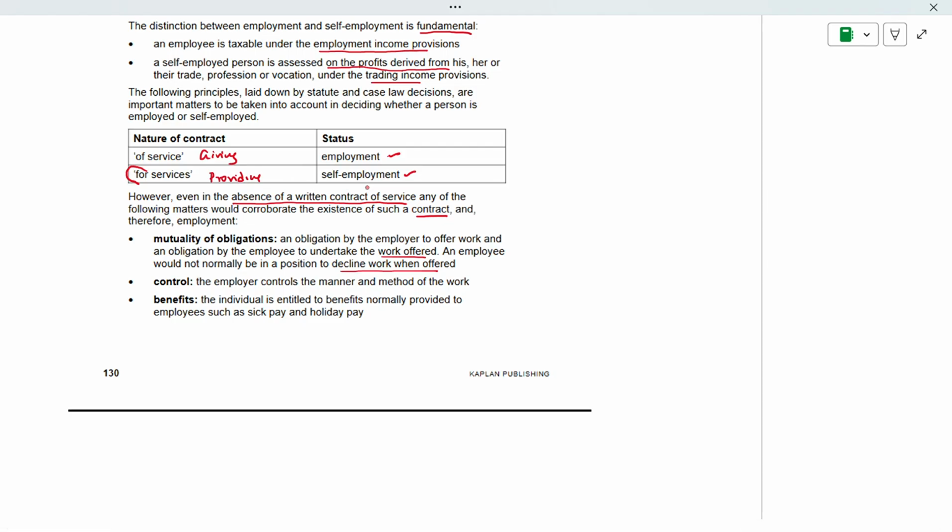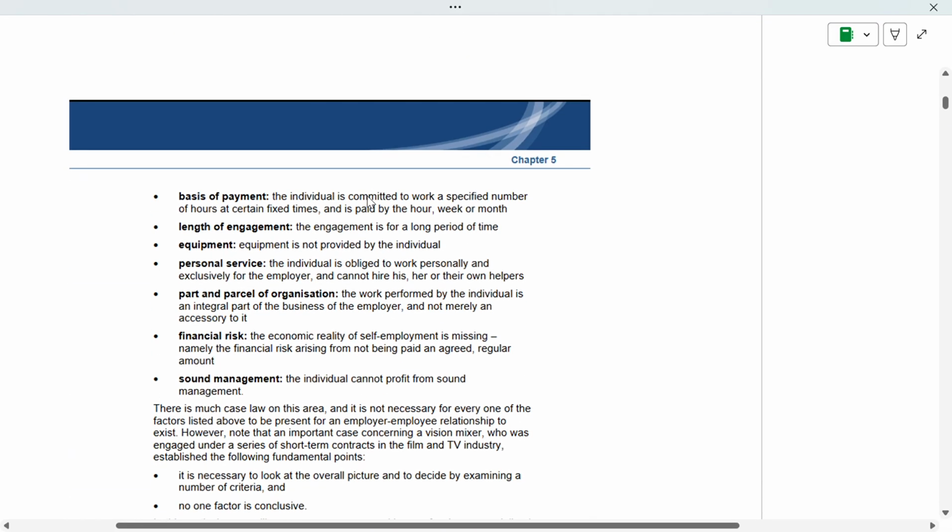Control: the employer controls the method. The individual is entitled to benefits normally provided to employees, such as sick pay and holiday pay. Basis of payments: the individual is committed to work for a specific number of hours for a fixed time, paid by the hour, week or month. Length of engagement is for a longer period of time. Equipment is not provided by the individual but by the employer.